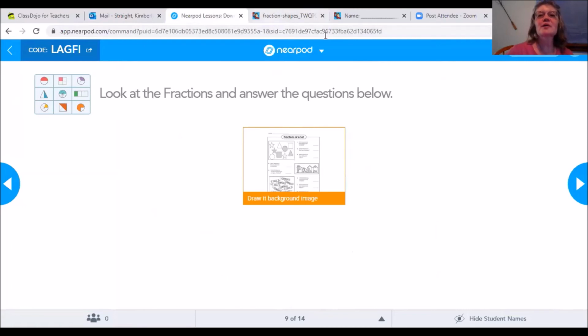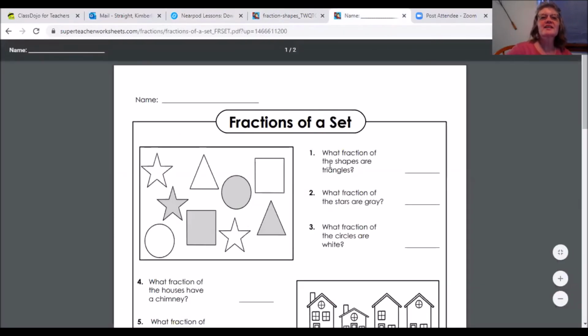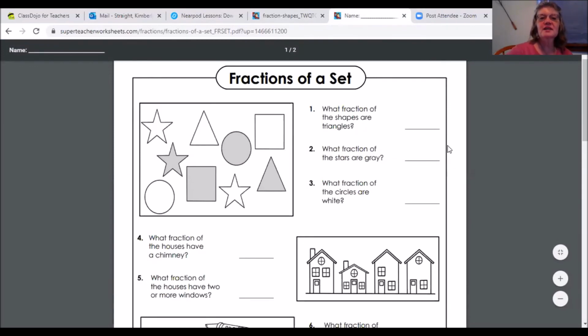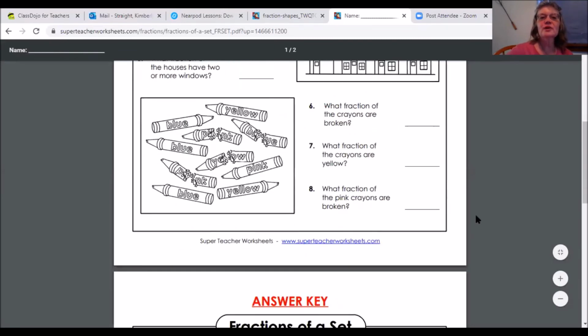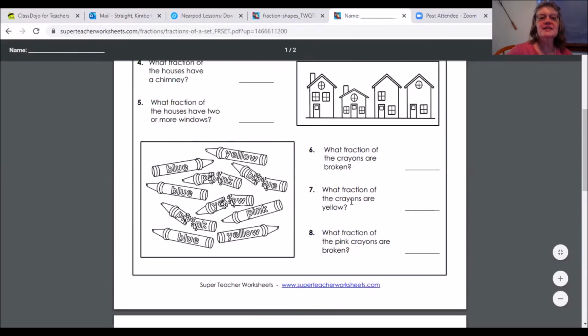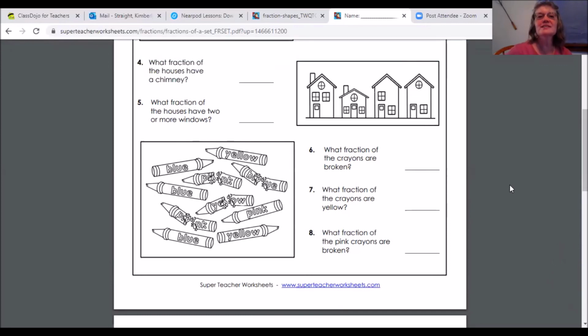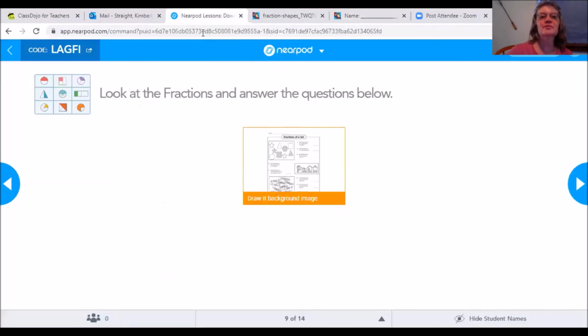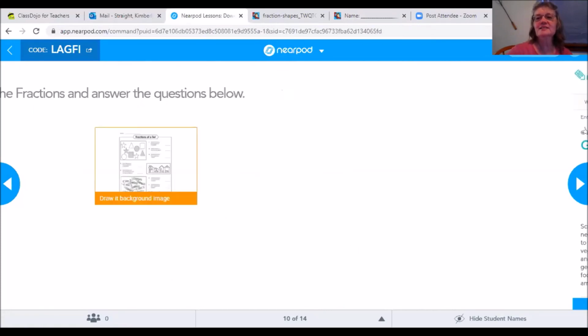Next, here is the paper I was talking about. This is fractions of a set. And then we have more about circles, and then you have houses, chimneys, and windows. And down here we have the crayons. Yes, here are the crayons. What fraction of the crayons are broken? And then there's color words on the crayons, so you're going to have to look carefully at that. Again, if you can't access Nearpod, go right ahead and pause the video right here. And that is the same questions as on this Nearpod slide.